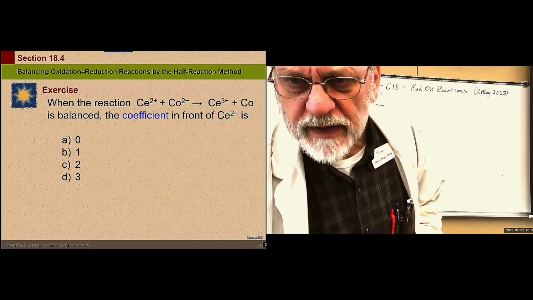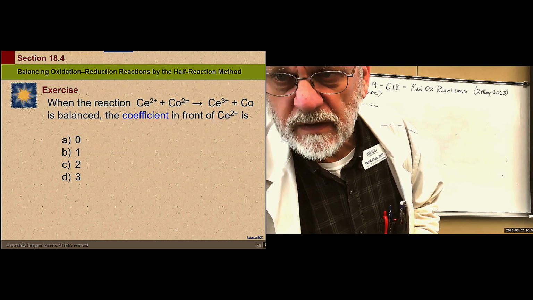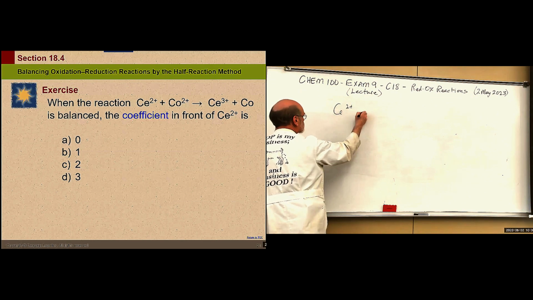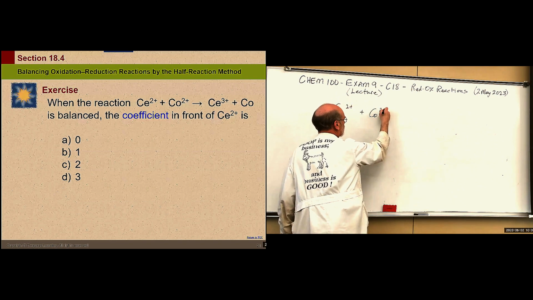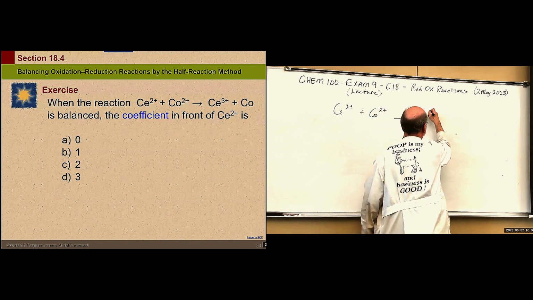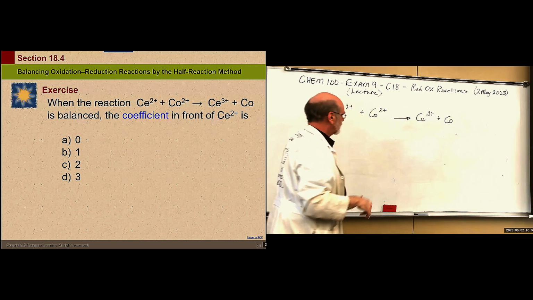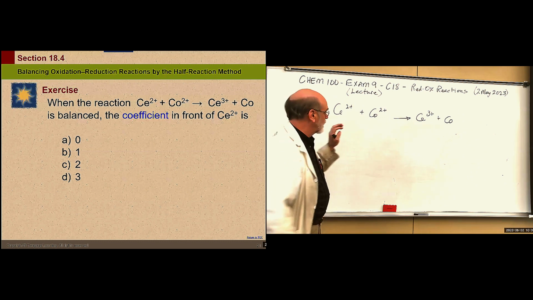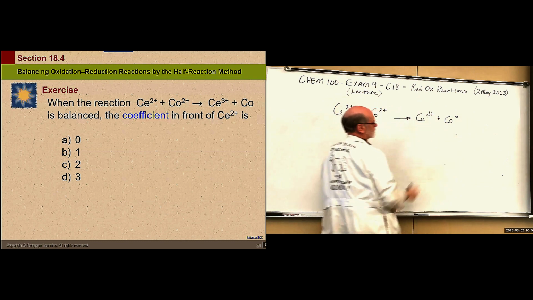Let me see. I've got something in my way here. I need to see. Okay, that's pure cobalt. So if we take Ce2+ and cobalt 2+, and that yields Ce3+ and cobalt metal. Notice we have no oxygen, no hydrogen here. So we just need to determine the oxidation state. Well, obviously 2+, 2+, 3+, and 0.